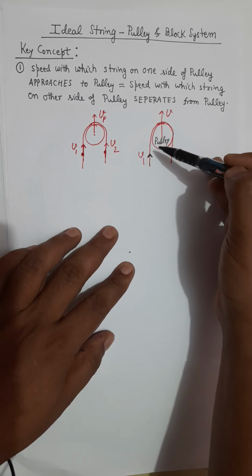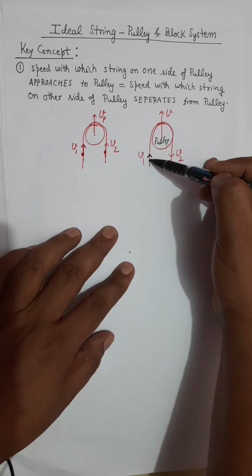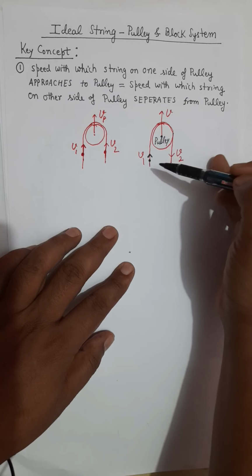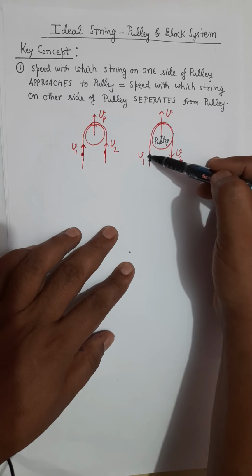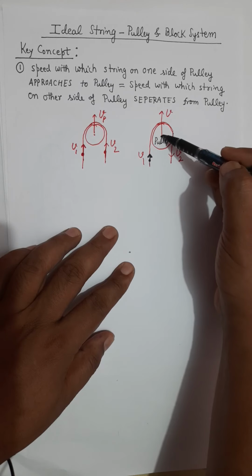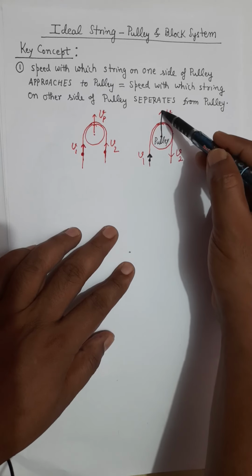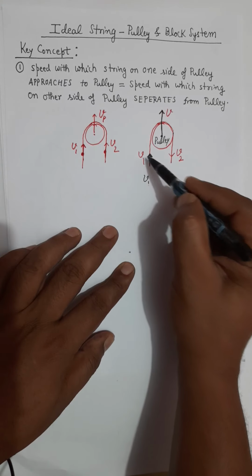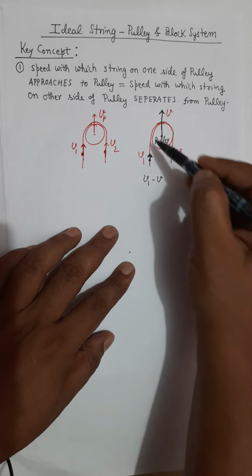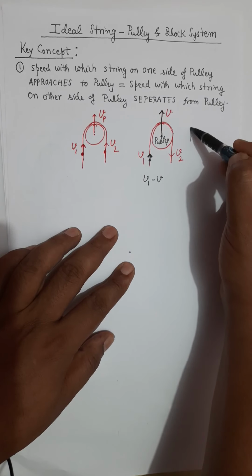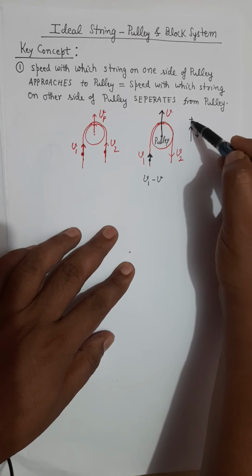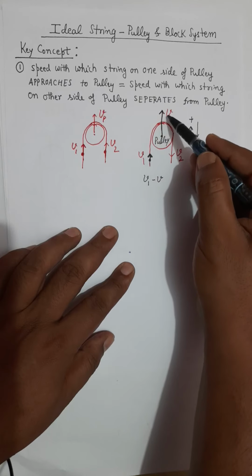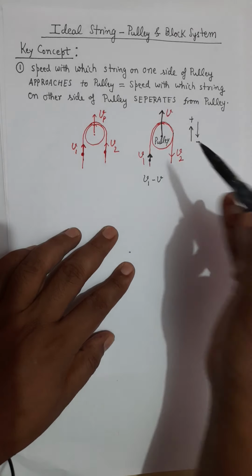All you have to do is find the velocity of this point of string relative to the center of the pulley. So this point is moving upward with velocity v1, and the center of the pulley is going upward with v. So if you find their relative velocity, you will get v1 minus v. Before finding relative velocity, assign positive and negative directions. Let's say upward is positive and downward is negative. So according to the sign convention, these two are positive velocities and v2 is negative.